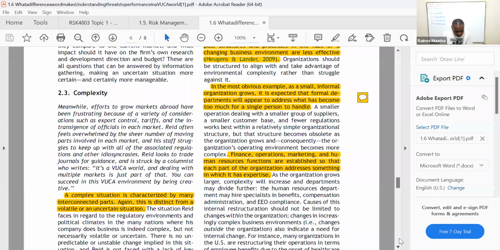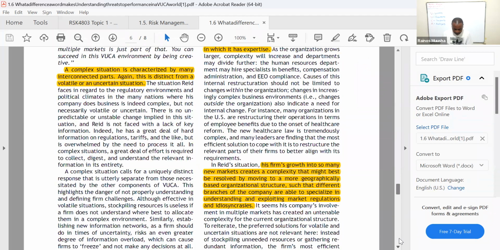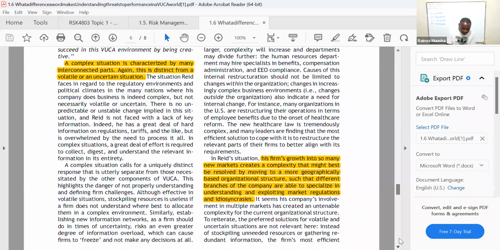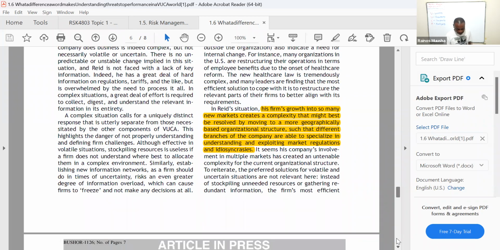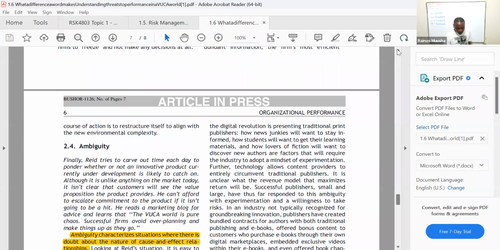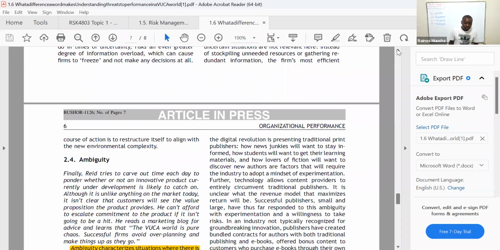Here they say finance, operations, marketing, and human resources functions are established so that each part of the organization addresses something in which it has an expert. In Reed's situation, the author says his firm's growth into so many new markets creates a complexity that might best be resolved by moving to a more geographically based organizational structure, such that different branches of the company are able to specialize and understand and exploit market regulations and idiosyncrasies. That's how the organization would be able to deal with a situation of complexity.